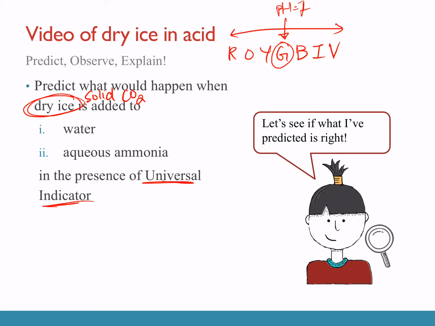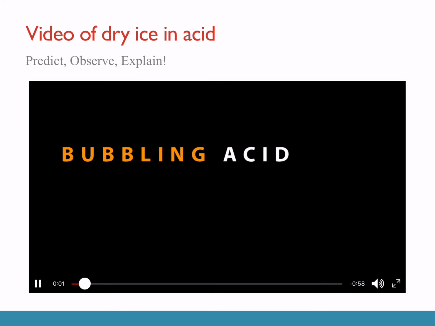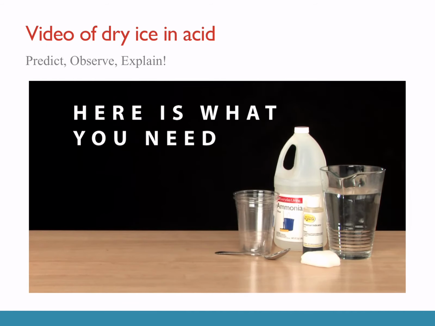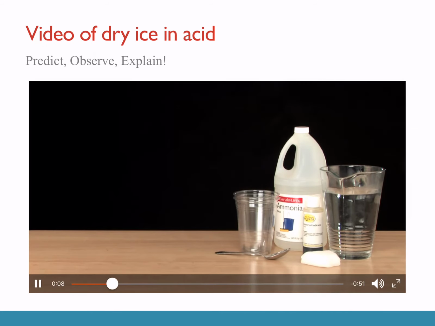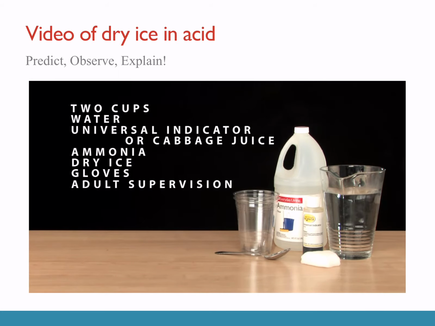Okay, so first of all, what color do you think the universal indicator will start with? What color will it end up becoming? Okay, let's watch the video. Video in a video section. Okay, so here is what you need: 2 cups, water, universal indicator of cabbage juice, ammonia, dry ice, and gloves.